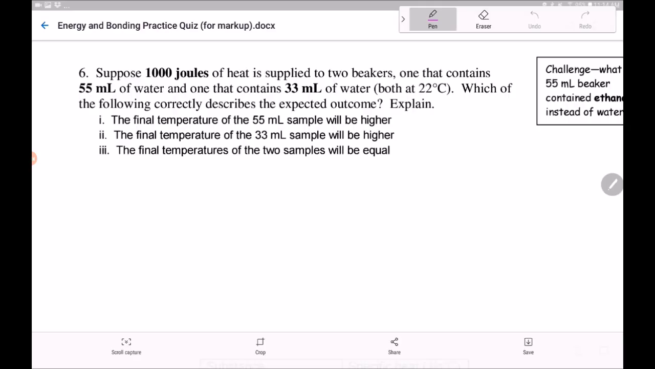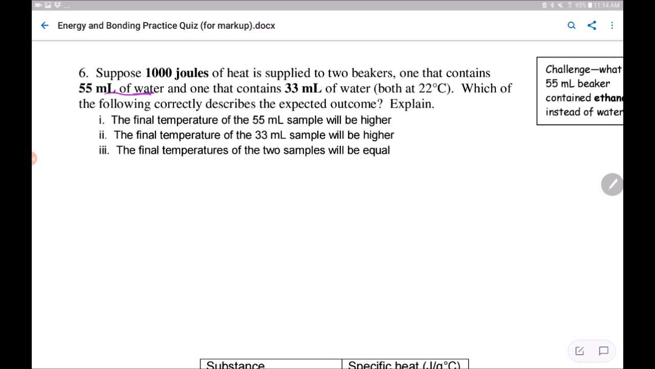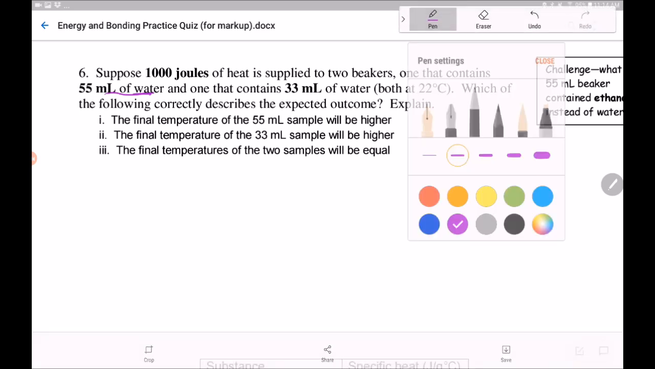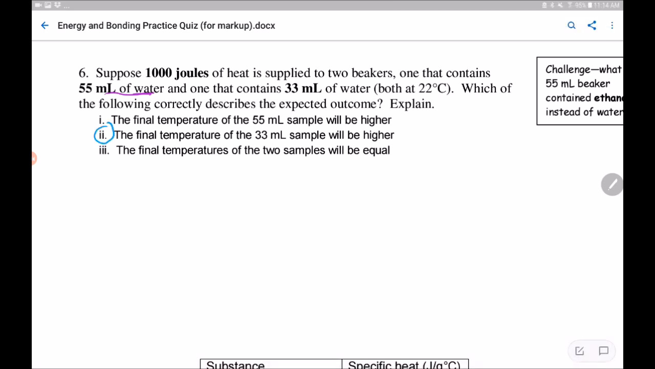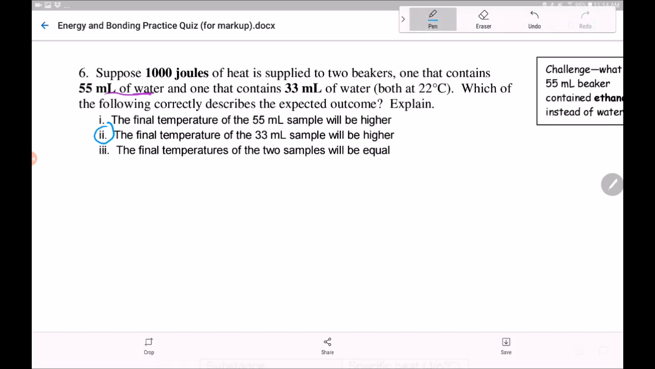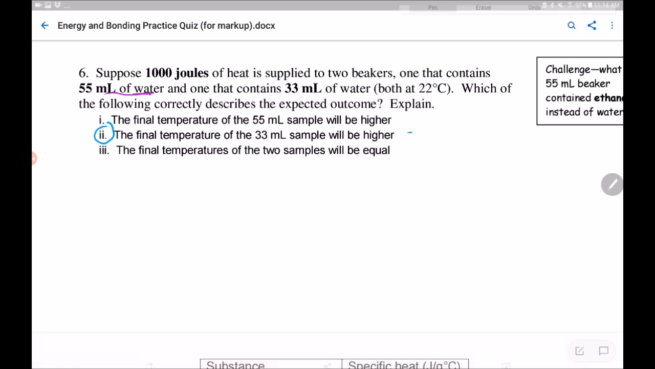Question 6 asks you to think about adding heat to two beakers, one which has more water than the other. You have multiple choice here. The correct answer is this one. You have the same amount of heat. Conceptually, the heat is more concentrated here.